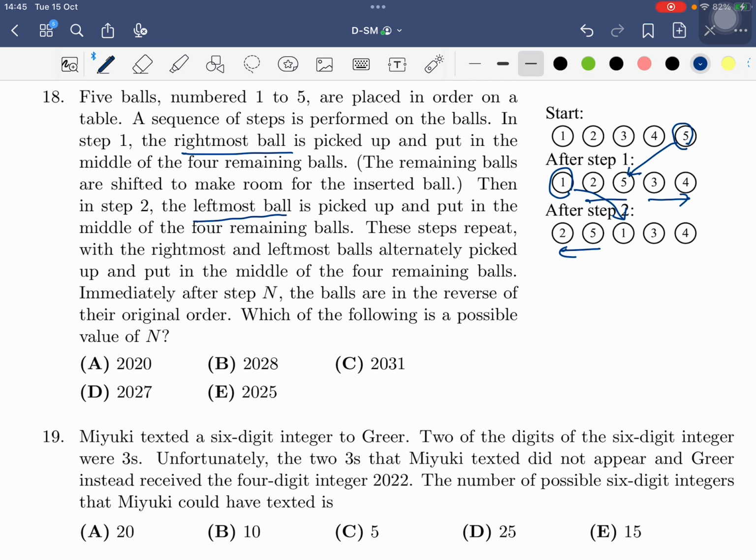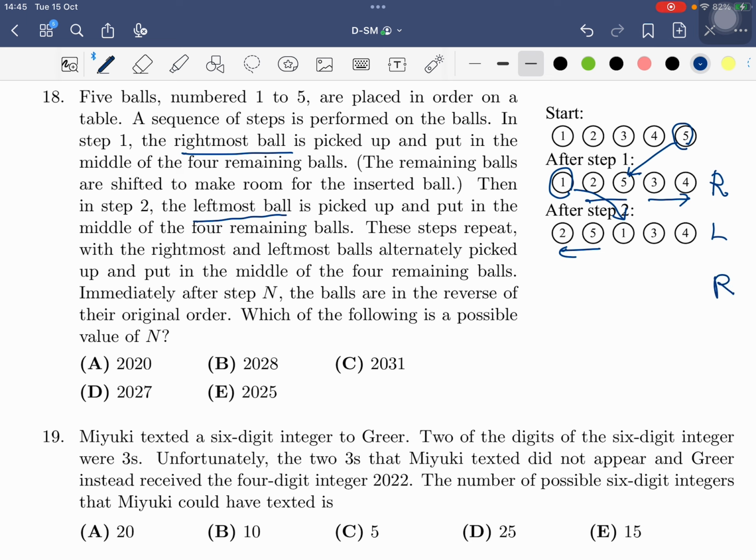So immediately after step N, the balls are in the reverse of their original order. The numbers are so big. I mean, how can we make the trial of 2020, for example? In this type of question, it is asking us to find the pattern. But at this moment, actually, we don't know the pattern. So let's go a little bit further. So this was the rightmost, this was the leftmost.